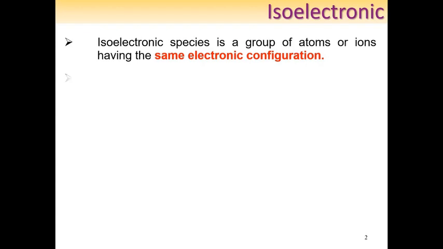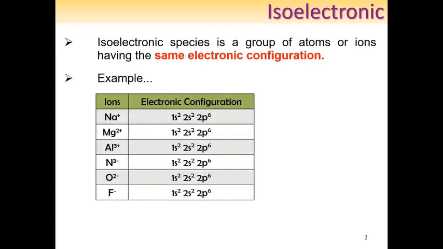I'm going to use elements from period 3 and 2 as examples of isoelectronic species. For period 3 it is sodium ion, magnesium 2+ ion, and aluminum 3+ ion, and the elements from period 2 are nitride, oxide, and fluoride. All of these ions have 10 electrons and they all have the same electronic configuration as neon.